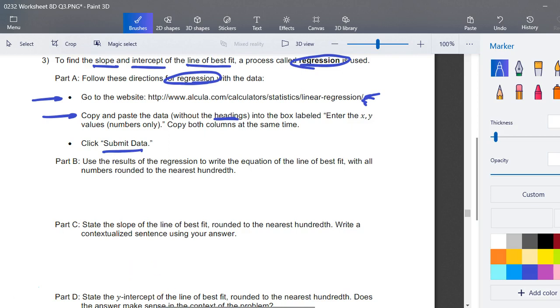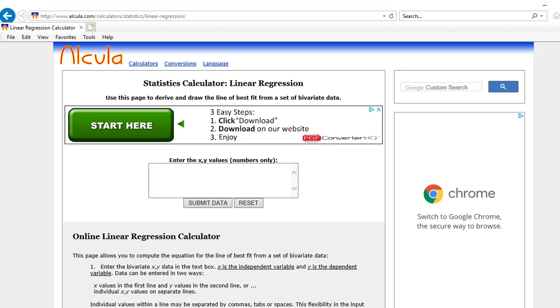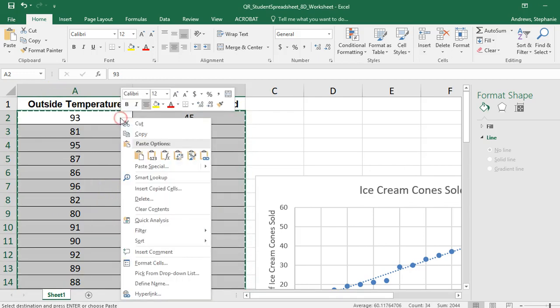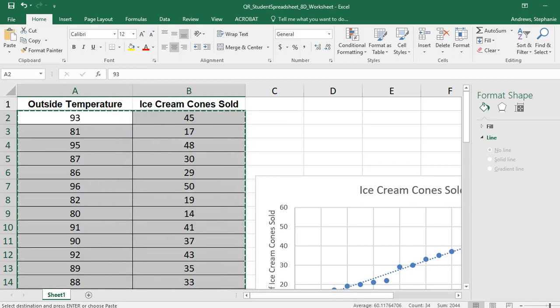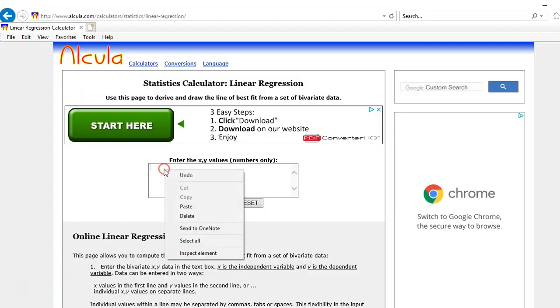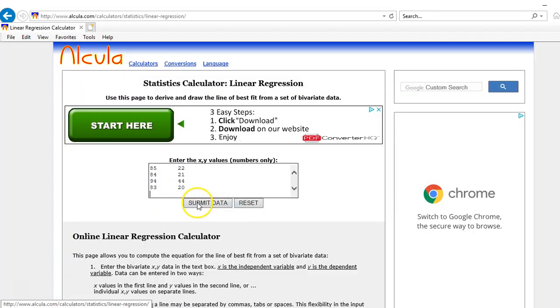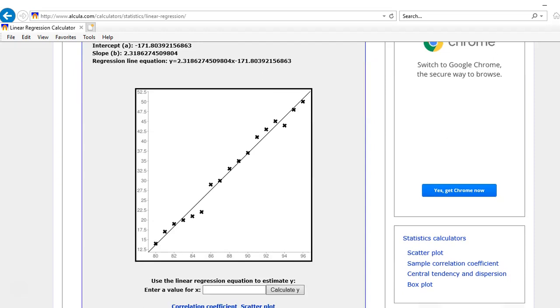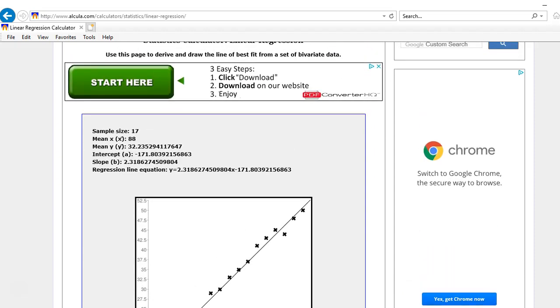So I believe I've already done, let me go ahead and show you though. I've already, excuse me, highlighted both columns with no headings. I'm asking it to copy this information, and right here I'm going to ask it to paste the information, and I'll submit the data. Once we submit the data, it too will graph it, show you a line of best fit, and with this regression it gives us an equation.